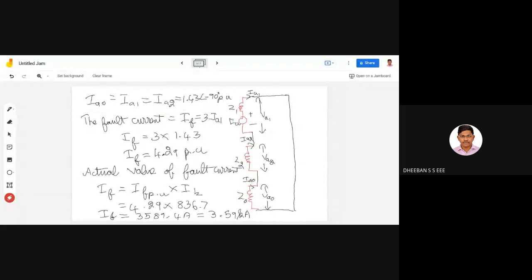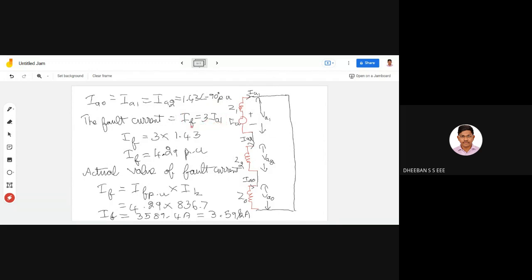So here your IA0, that is your zero sequence, and the positive sequence and the negative sequence will be carrying the same values. Okay, I hope you're clear. So you'll be getting somewhere around the same value, 1.43 at an angle of minus 90 degree. So this is the thing you have to get from the line to ground fault formula. And the second formula is about the fault current. So this fault current also varies for each different type of fault.